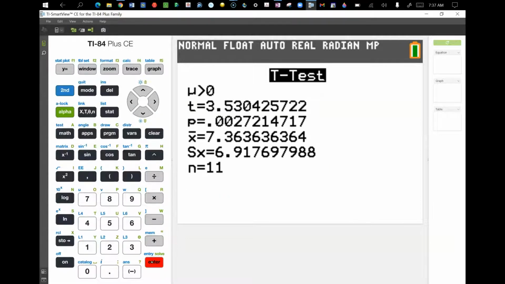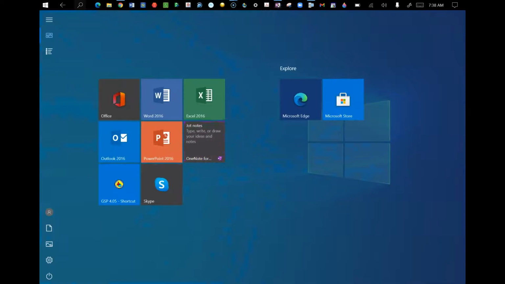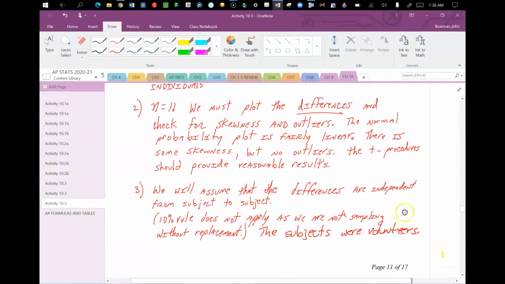And we get a t-test statistic of 3.53. So in other words, our sample mean is 3.53 standard deviations above our hypothesized mean of 0, with a very small p-value. Our sample mean is 7.36. That x bar really means x bar of the differences. So we have significant evidence to reject the null hypothesis and conclude that caffeine makes a difference, if this were a properly run experiment.